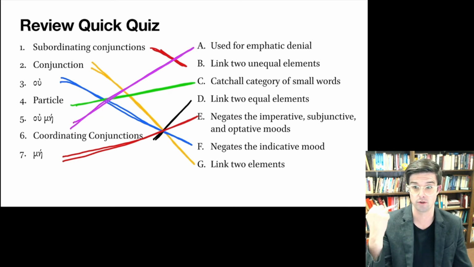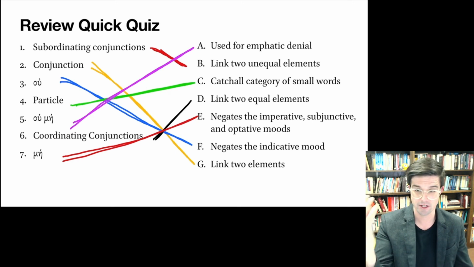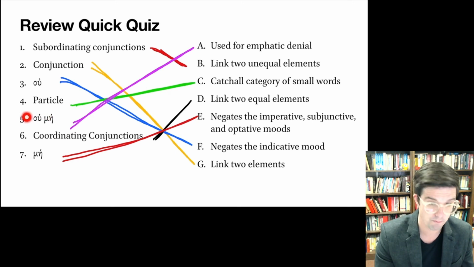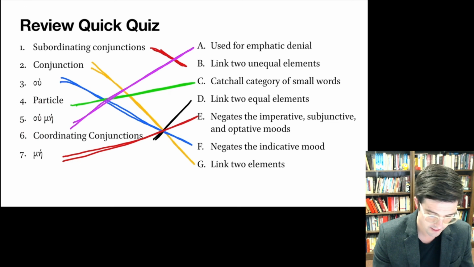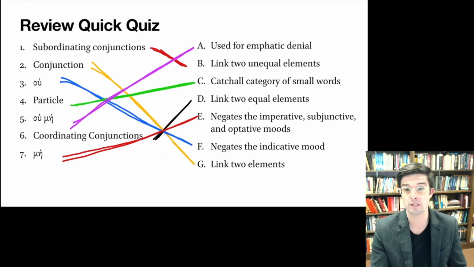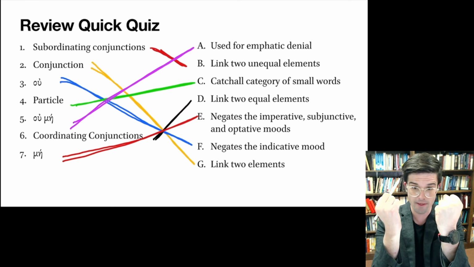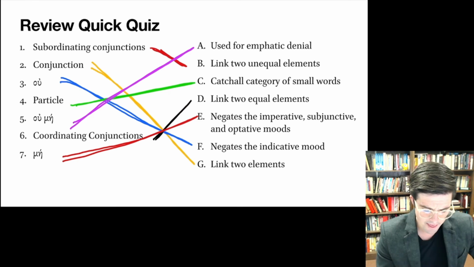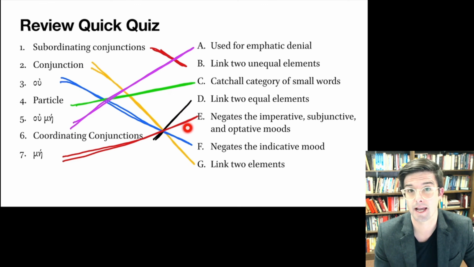If an author wants to really state that something should not happen or will not happen, they use both of the Greek negative particles. The coordinating conjunction is going to link two equal elements, two things that are on the same level. And then me is going to be used to negate the non-indicative moods, namely the imperative, the subjunctive, and the optative.